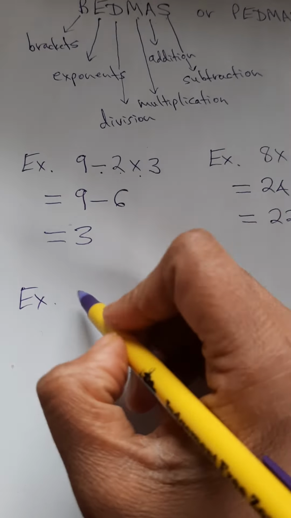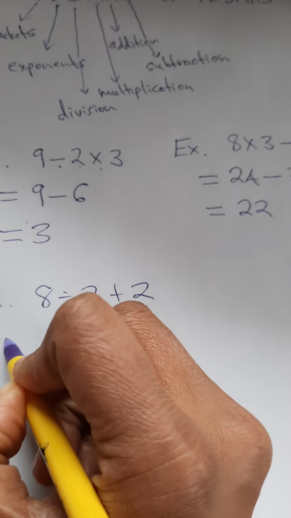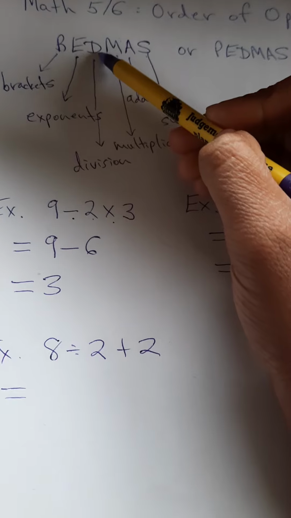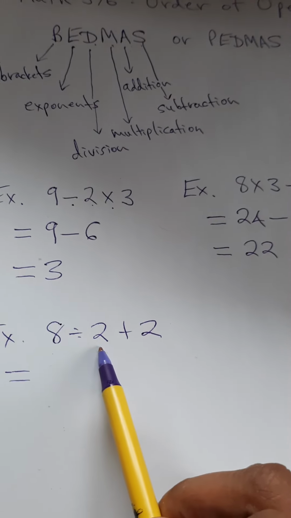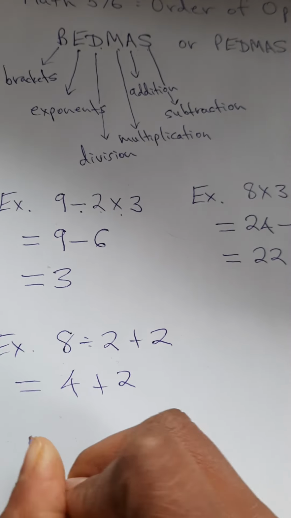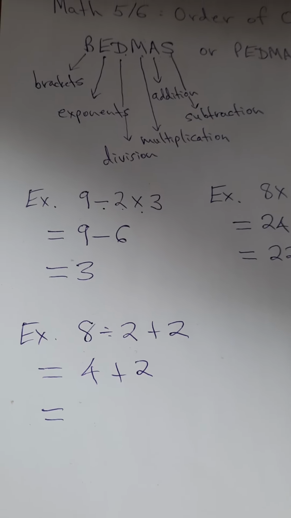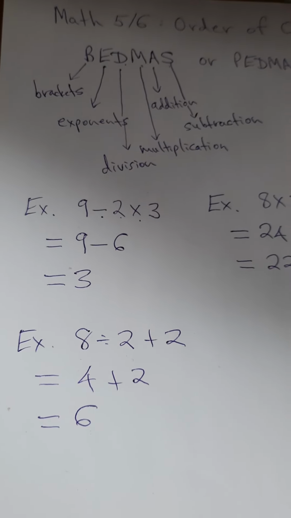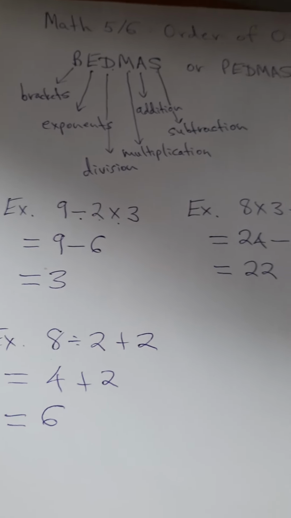This time we're going to do 8 divided by 2 plus 2. Again, I want to make sure that I am dividing before I do my addition. So in this case, I'm going to do 8 divided by 2, which is equal to 4. And after I divide, I'm going to add the two numbers together. So 4 plus 2 here, which is equal to 6. Is everyone with me so far? All right, good. And let's go to the next example.